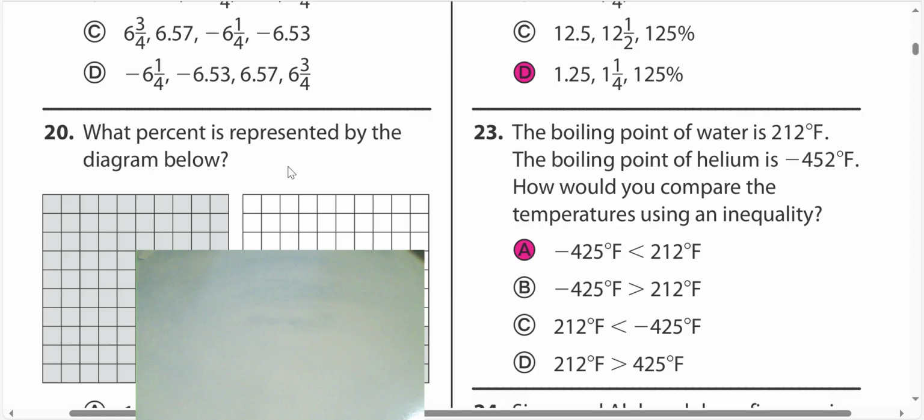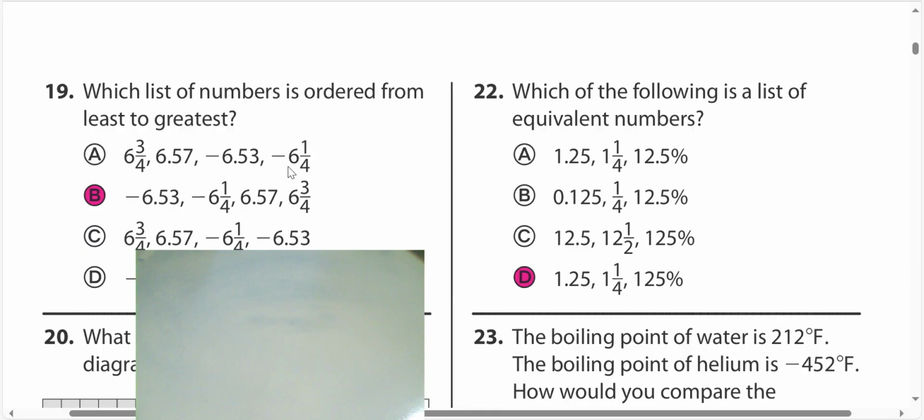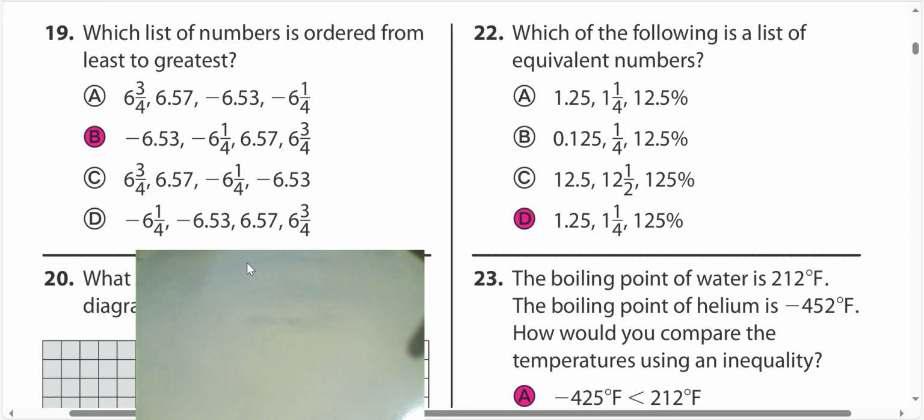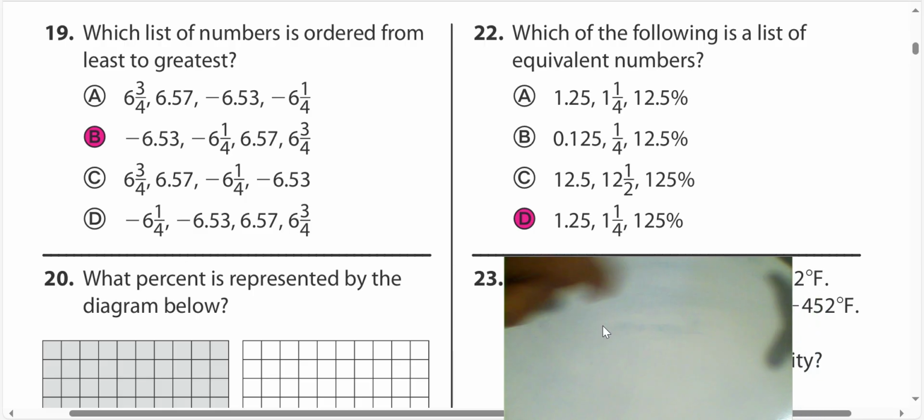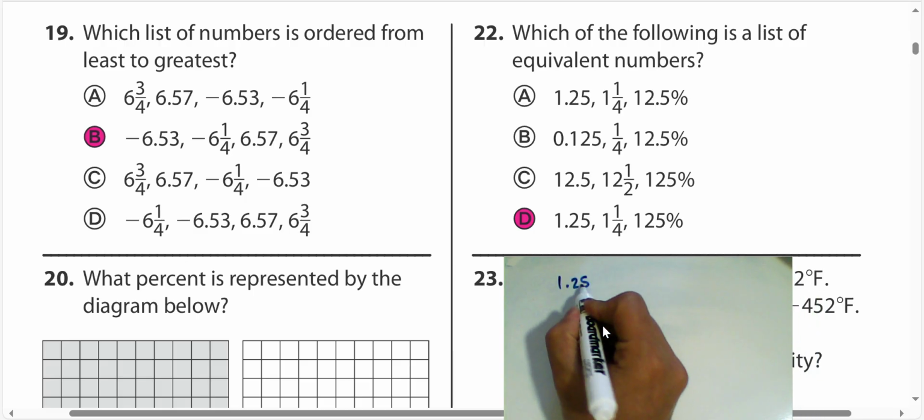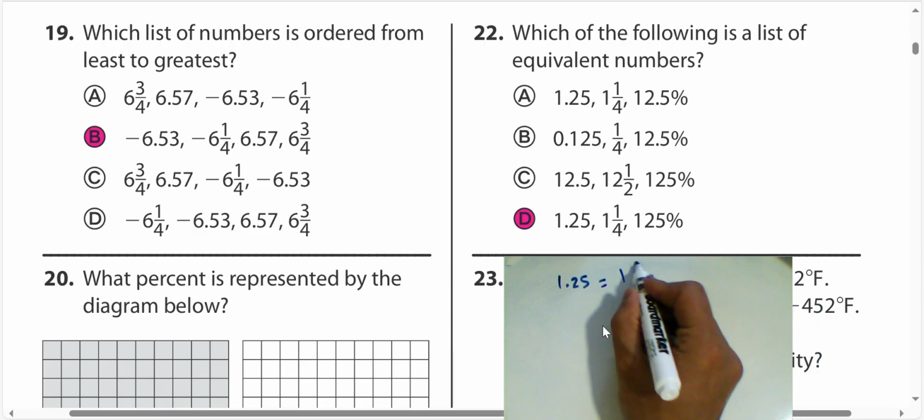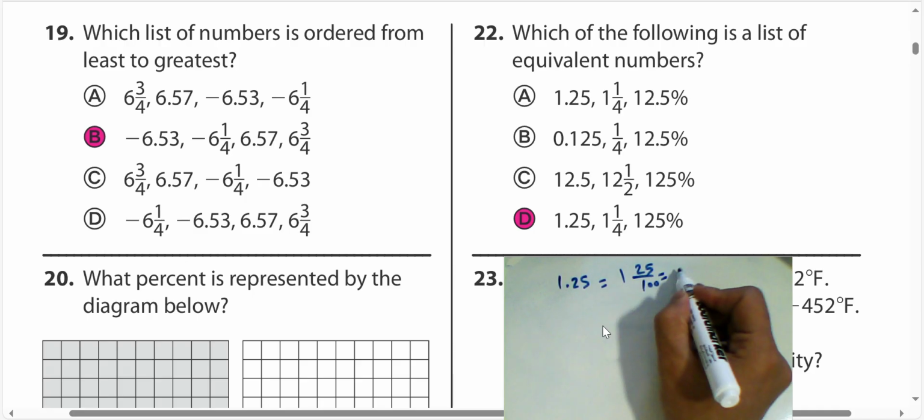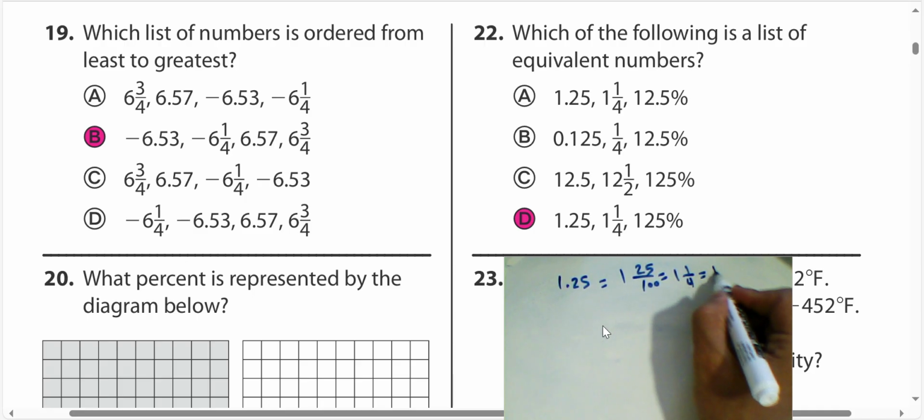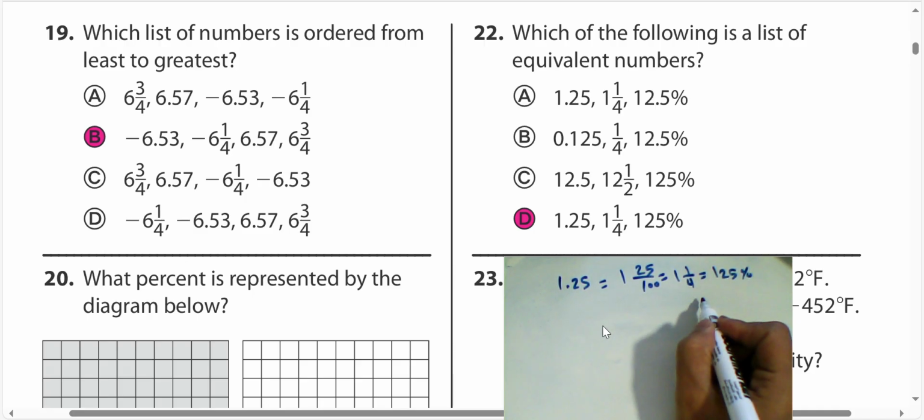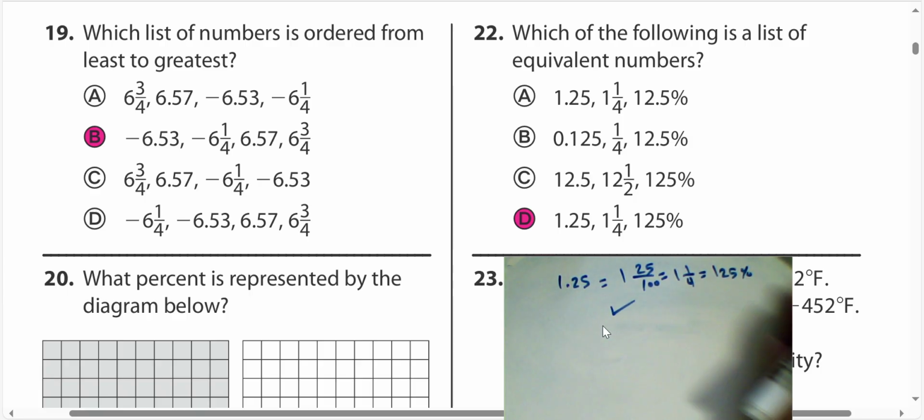Now, question 22. Choose the list of equivalent numbers. We have 1.25, equivalent to 1 and 25 over 100. It will be 1 and 1/4. It will be 125%. Choose letter D.